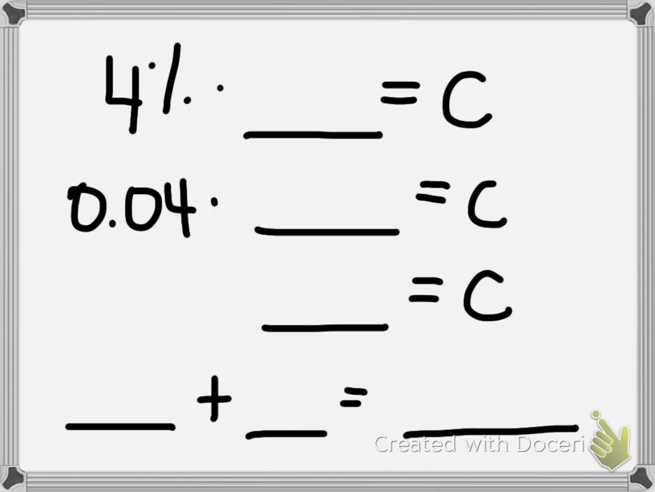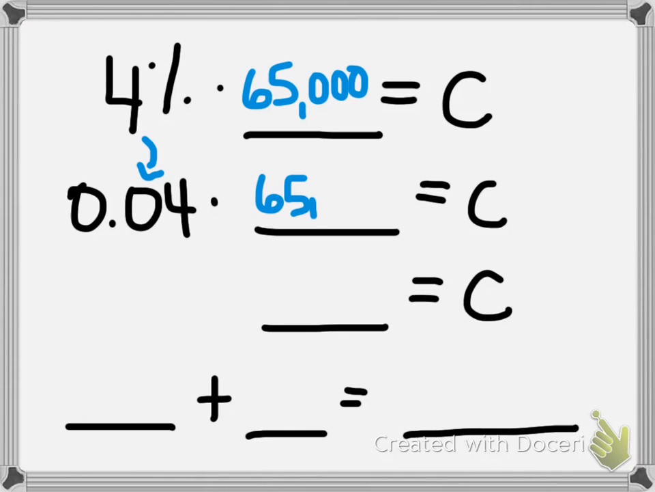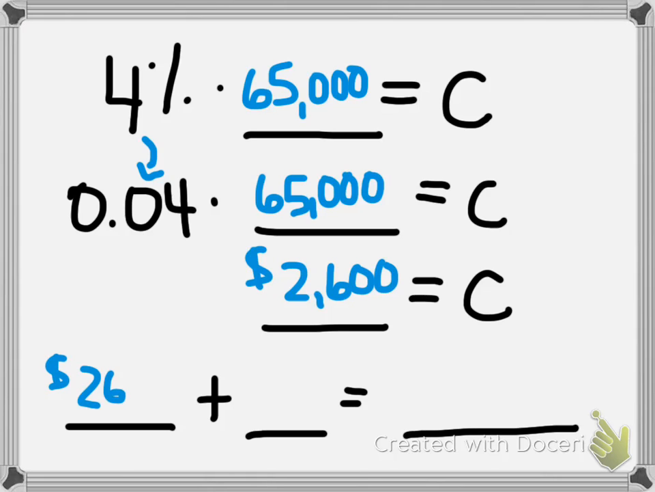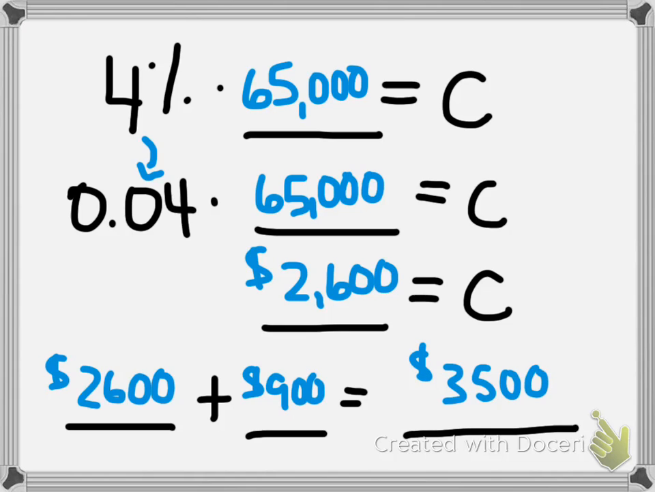So let's fill in the blanks here. First, we know that he had 4% commission of $65,000. So if we change 4% to a decimal and multiply that by $65,000, we'll get $2,600. And knowing that, he made $2,600 plus the $900, which is his monthly salary, on top of his commission. He made $3,500 last month. So his total pay for last month was $3,500.